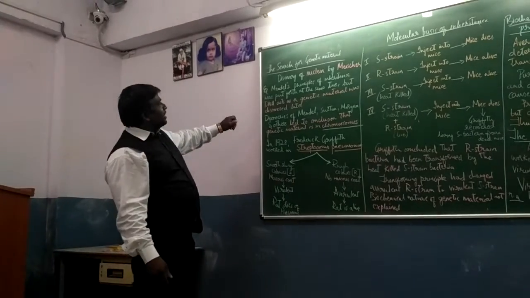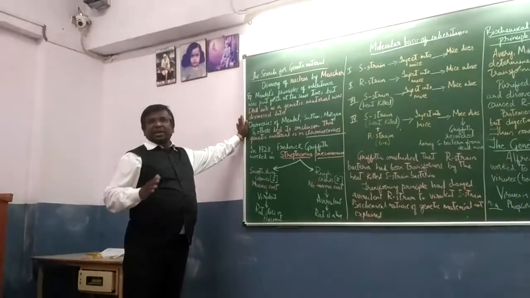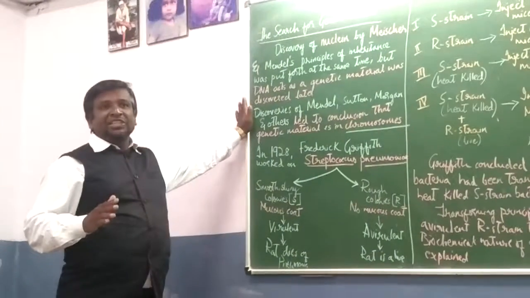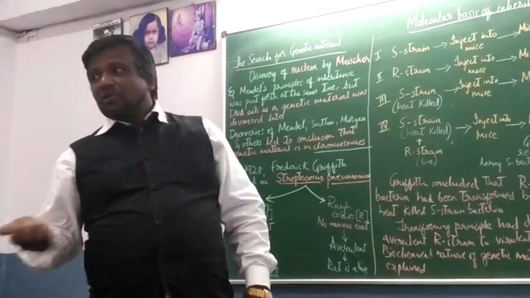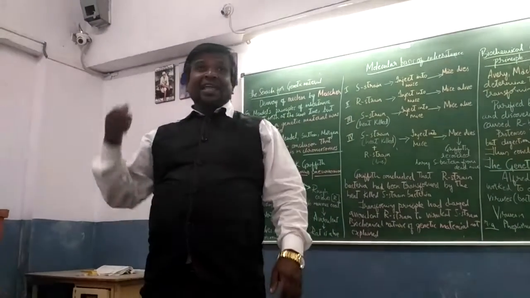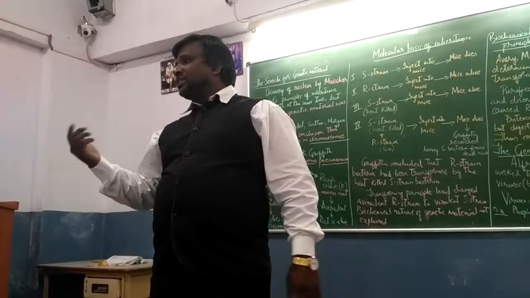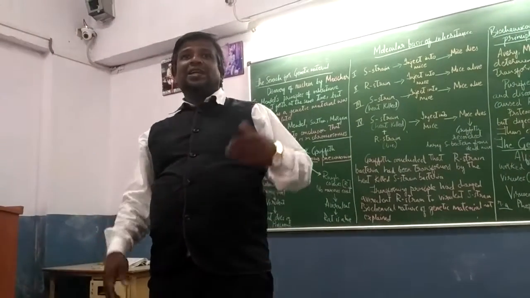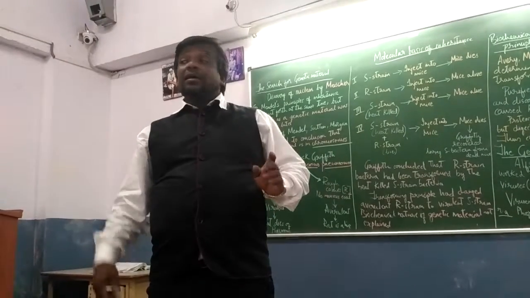Initially, the nucleic acid was discovered by Friedrich Miescher. You know about that. It was first labeled as nuclein. Now we call it nucleic acid, which is deoxyribose nucleic acid and ribose nucleic acid. We know about that, DNA and RNA.